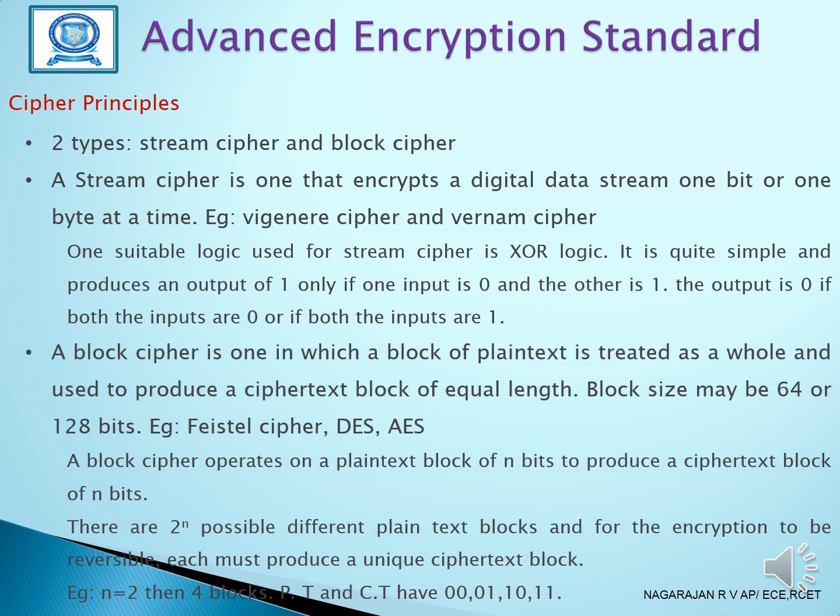A block cipher is one in which a block of plain text is treated as a whole and used to produce a ciphertext block of equal length. Block size may be 64 or 128 bits. Examples are the Feistel cipher, DES algorithm and AES algorithm.